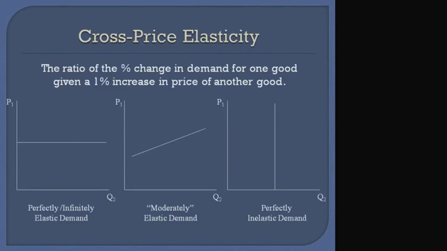Here we see this graphically. So define cross-price elasticity as the ratio of the percent change in demand for one good given a 1% increase in price of another good. On the one extreme, we have perfectly, infinitely elastic demand. The idea here is that as we change the price just a little bit, we see massive shifts in demand. It's probably easiest to think about this with a slight slope to it. So if we increase the price just a little bit, we suddenly see all the demand disappear as people move to the substitute product. On the other extreme, on the right side, we have perfectly inelastic demand.